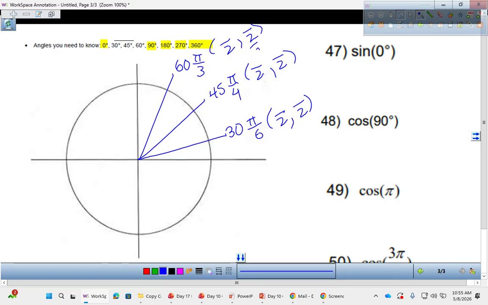What page of the toolkit? This is page 7. All right?